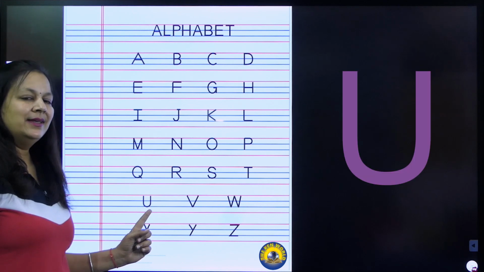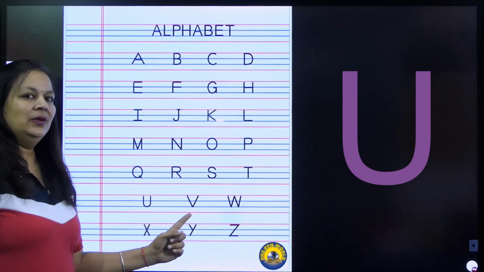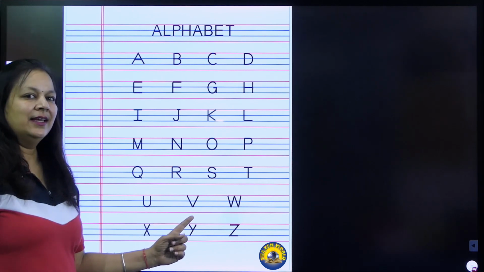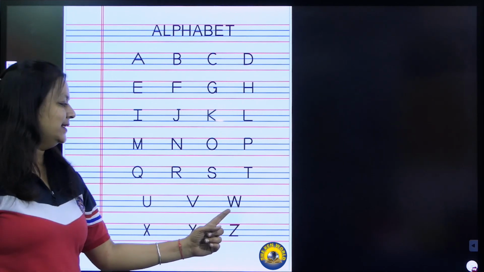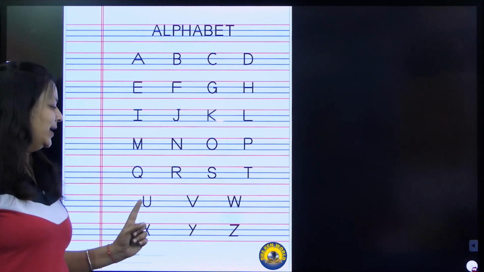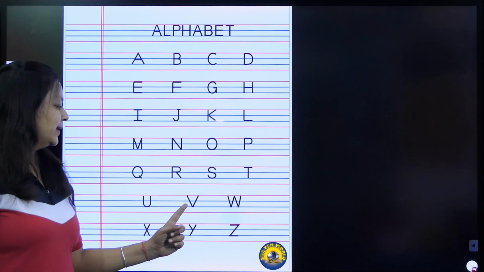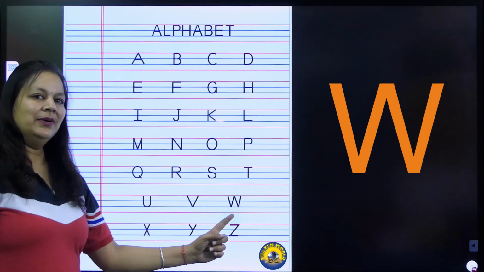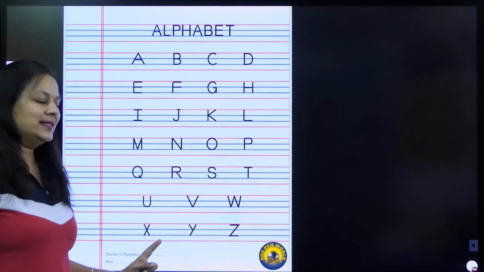U. After U, it's V. V. The next letter is W. W. Let's revise. U, V, W. Let's proceed to our next letter.